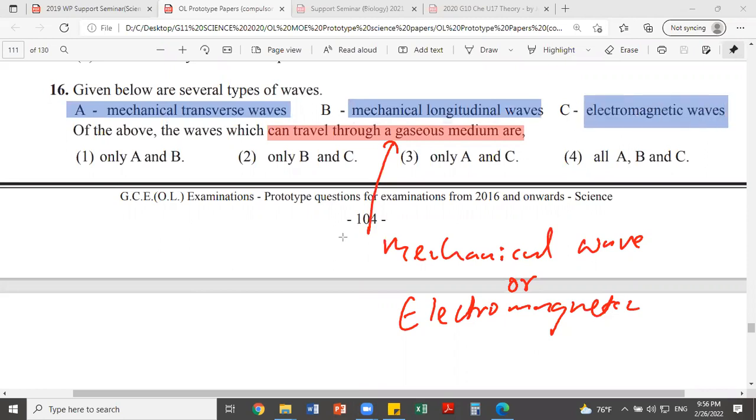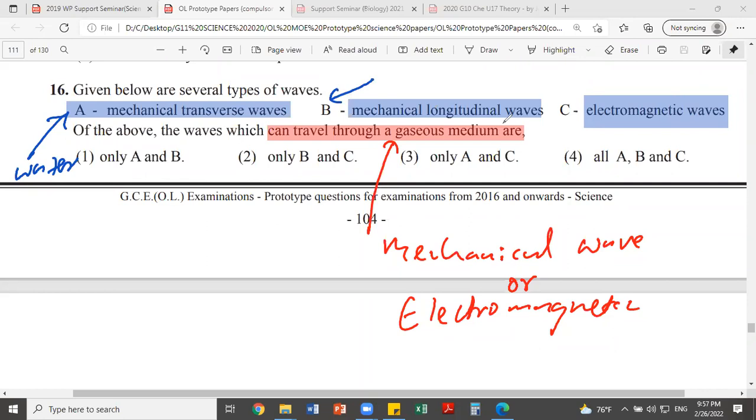I'll write one example. Who can give me an example of a mechanical transverse wave? Example for A, any volunteers? An example from our day-to-day life. Water wave. Very good, water waves are mechanical as well as transverse. Give me an example for B.